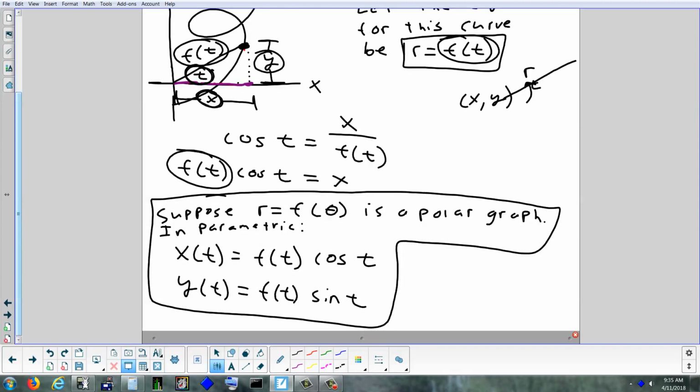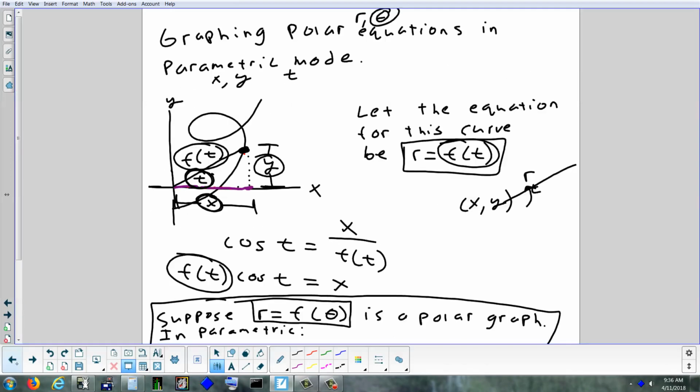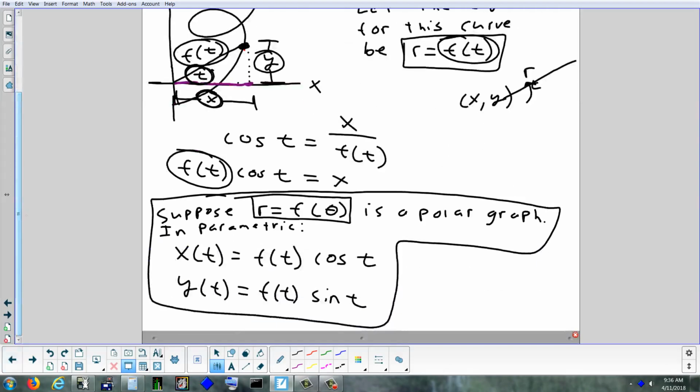So, to kind of summarize it, in polar, they will give you an equation like that. R equals something. R equals 7 sine 2 theta. To write it as parametric, the first thing you have to do is take your function, and you're going to copy it down right there. You're going to write it twice. And when you write it, you're going to change the variable to a t.